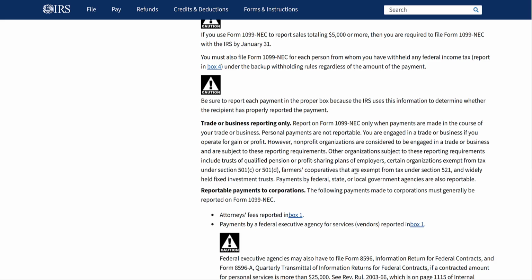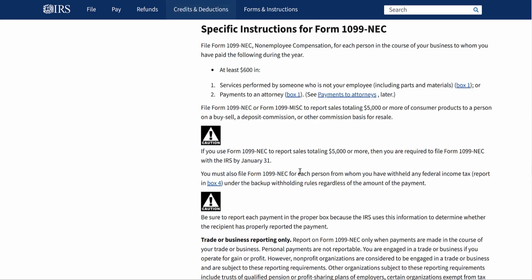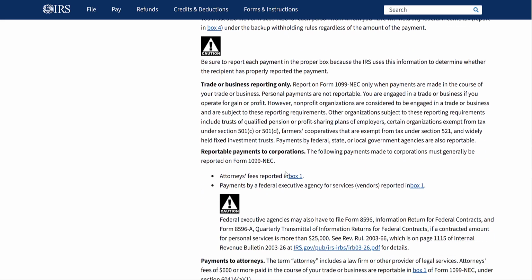There are some exceptions here to this $600 and to these particular people. You'll notice down here, reportable payments to corporations. The following payments made to corporations must generally be reported on Form 1099 NEC. What that means is when you bring on a contractor, so I've brought on Sally, she's going to help me clean my office, okay? And I'm going to end up paying her at least $600 in the year.